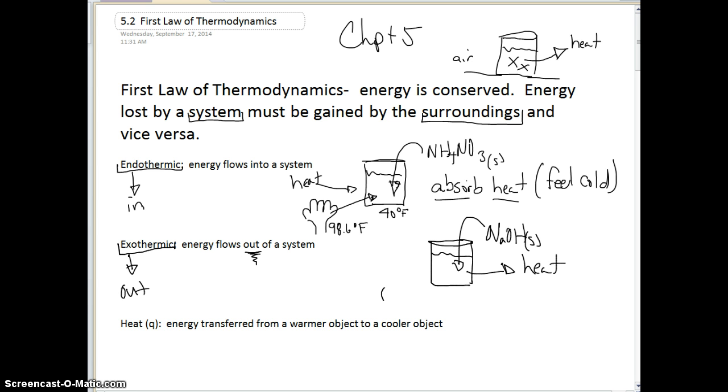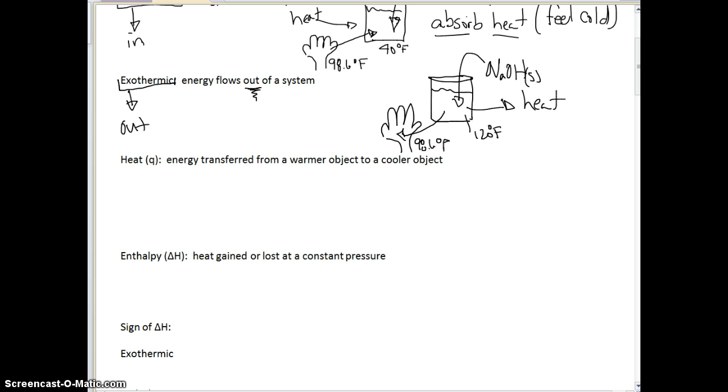And again, if we take our hand, once again 98.6 normal body temperature. This temperature might be, I don't know, let's call it 120 degrees Fahrenheit, depending on the amount of sodium hydroxide we place in there. So the heat is going to flow in this direction from the beaker into our hand holding the beaker, which would be the surroundings or the air or whatever we're placing this on.